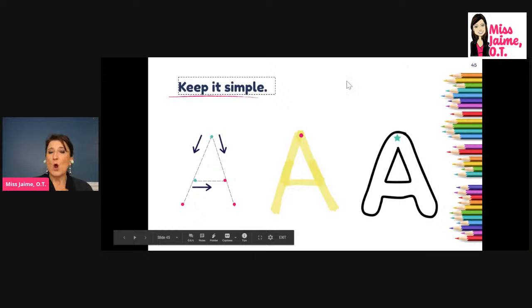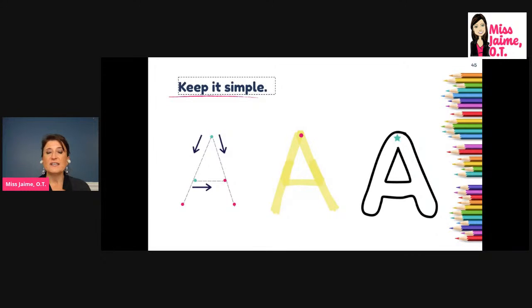So when you are either making handwriting sheets or choosing handwriting sheets, or if you're just working one-on-one with your child, you want to really keep it simple. The example on the left of the capital A starts with all the dots and the arrows. A lot of handwriting programs have all of these visual cues. And visual cues can be very, very helpful for kids.